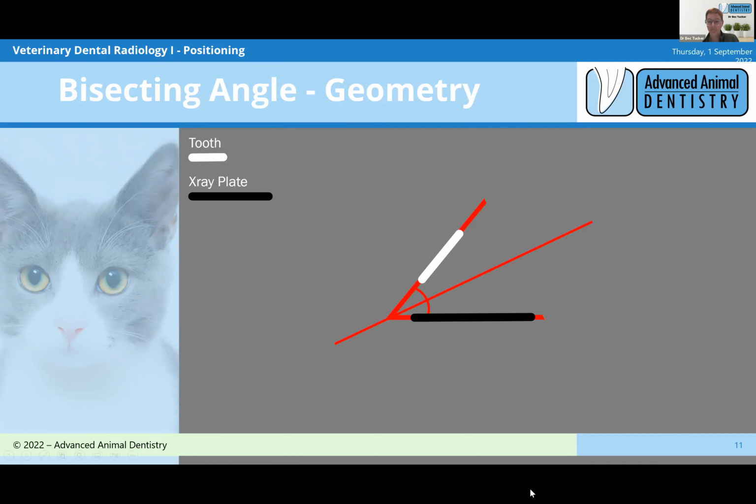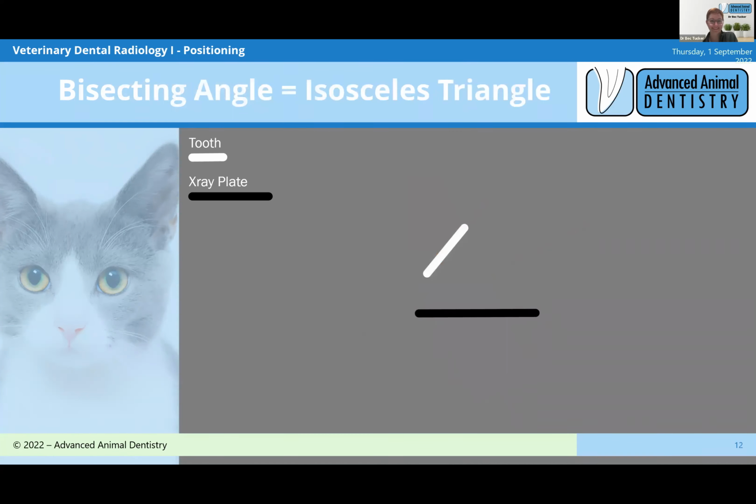But you just have to be able to visualize this bisecting angle, this line that halves that angle. Once we know that, boom, we shoot the primary beam of X-ray through that, so it's perpendicular to that. Sounds simple, doesn't it?